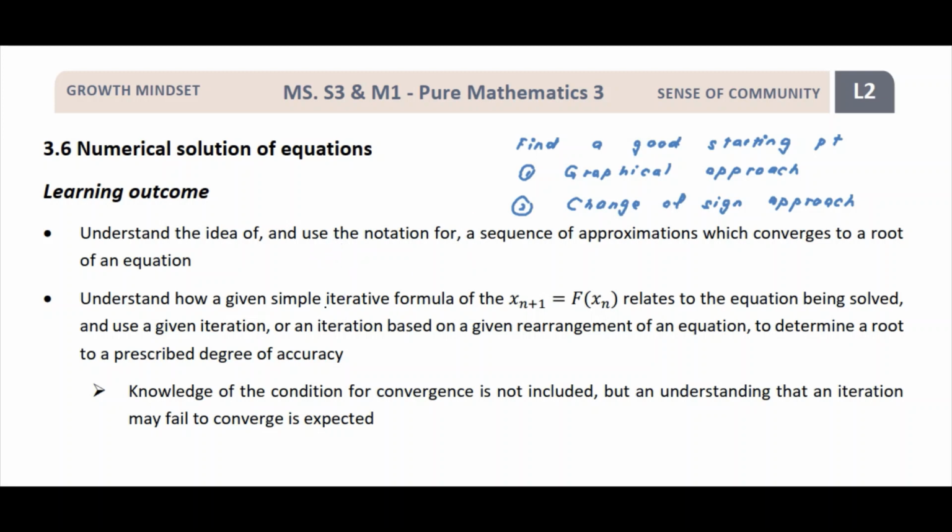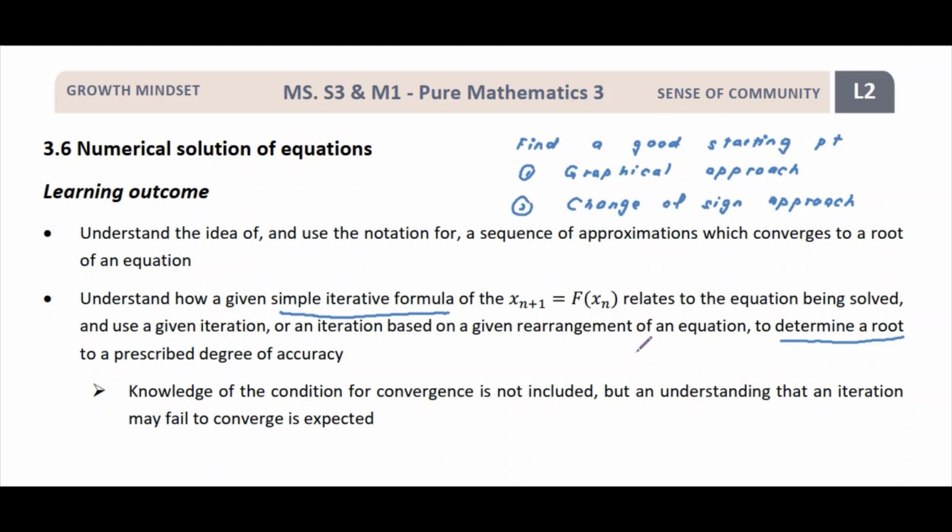For this lesson, we are going to talk about how to use an iterative formula to help us determine the root. A good starting point gives you an idea where the root should be, and the iterative formula helps you find the root. For the other part, you can try to read through it yourself. I'm not going to read everything, but the idea is that we need to know how to use the iterative formula to find the root, and you might need to understand some of the concepts like why, which I will go through with you later.